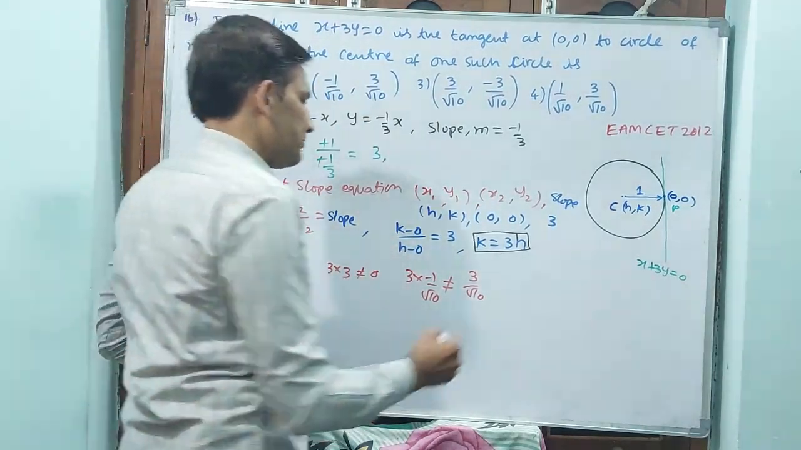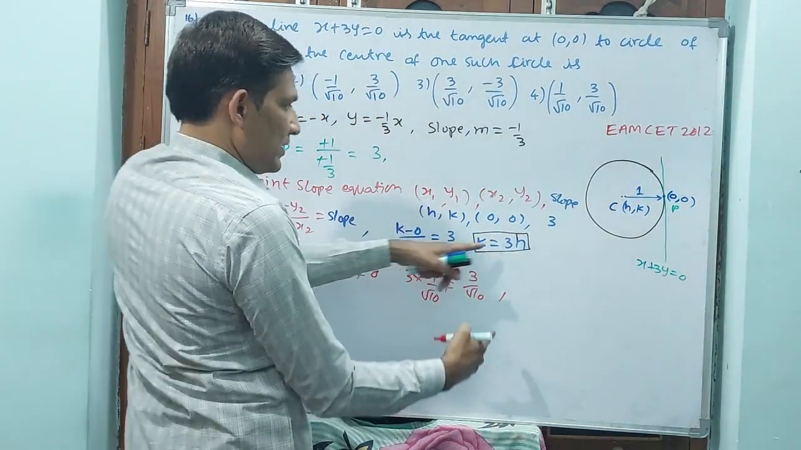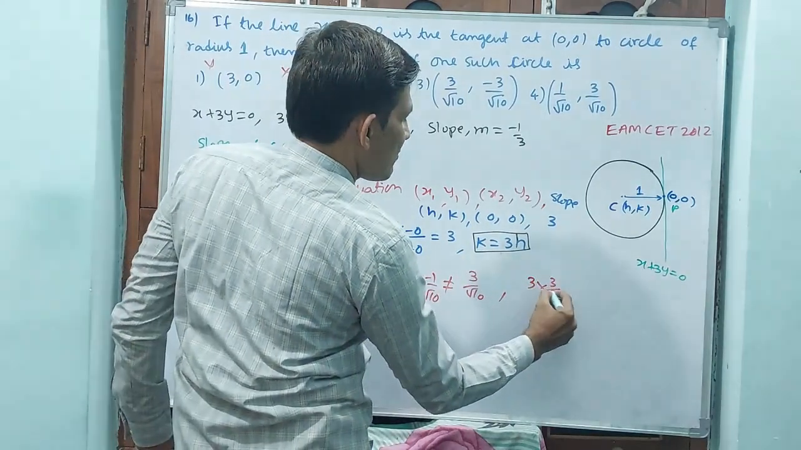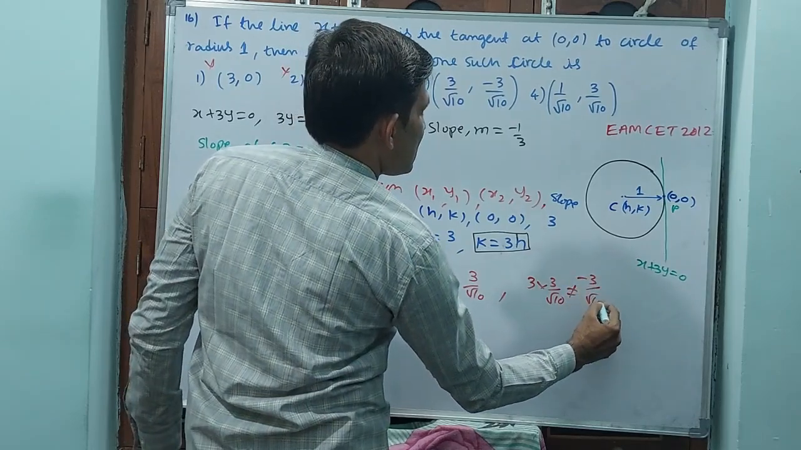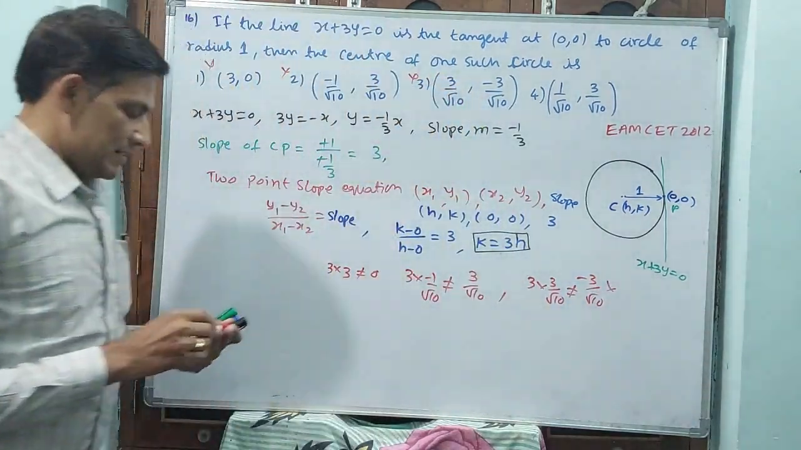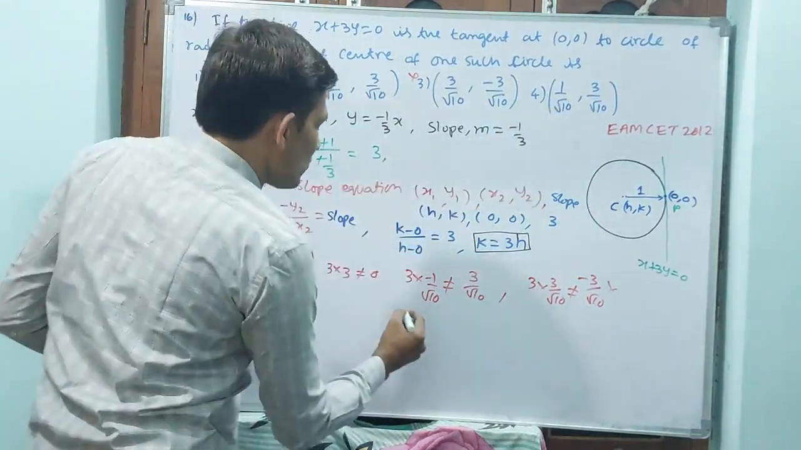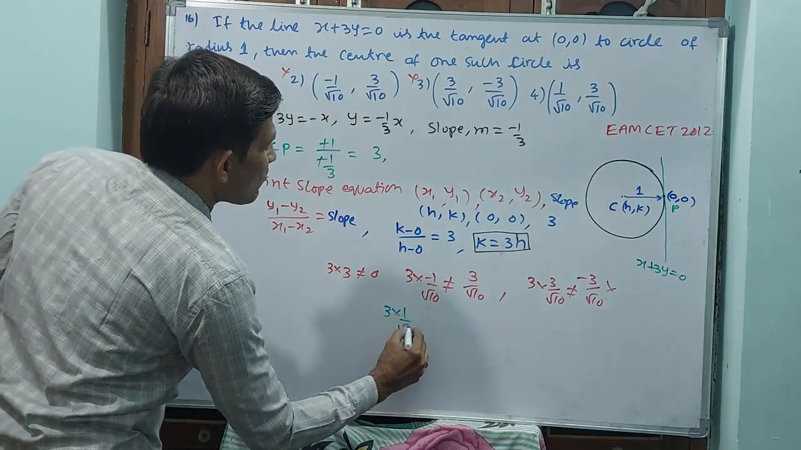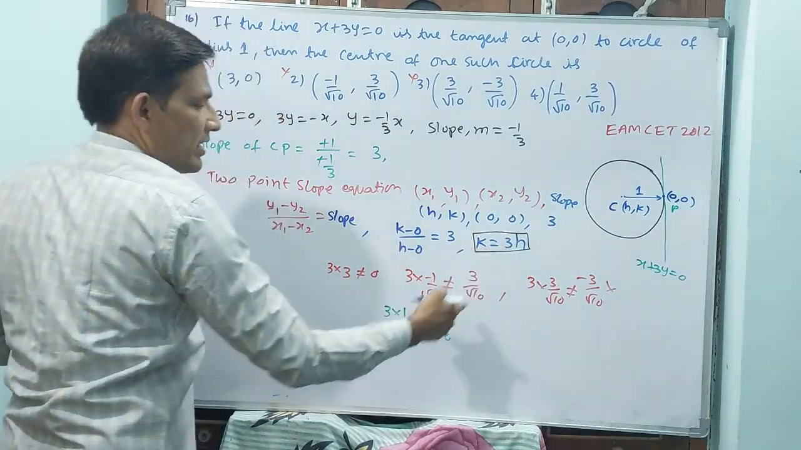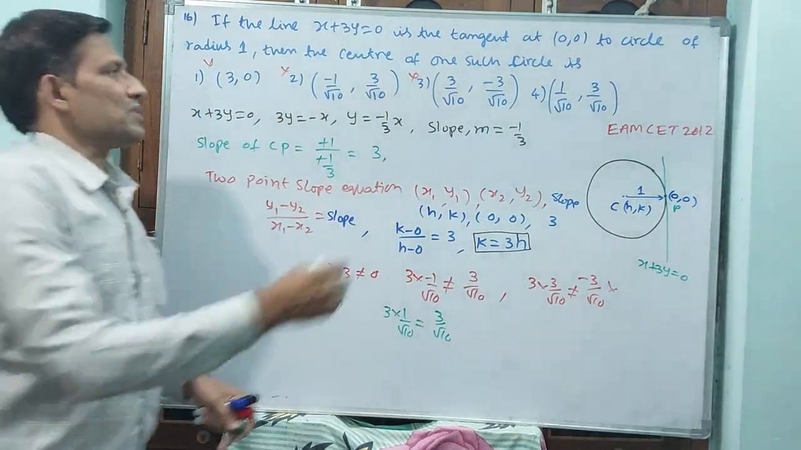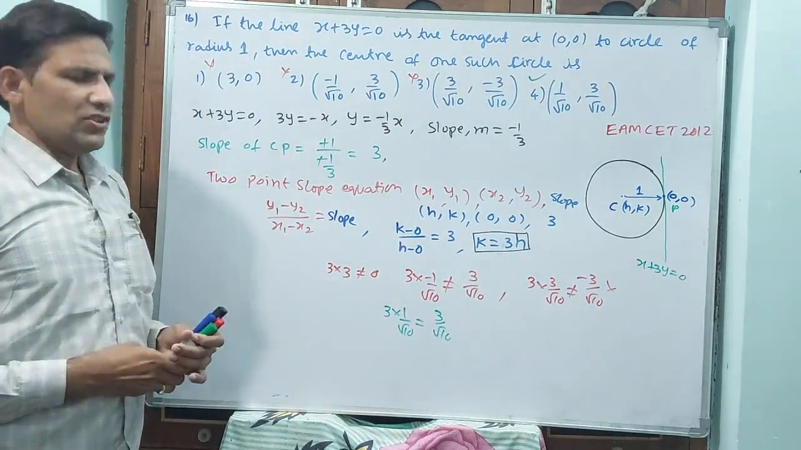That is why this is also not a correct option. Go for the third one. The x coordinate is 3 by root 10, so 3 into 3 by root 10 is not equal to k, minus 3 by root 10. This is also not correct. Go for the last option: 3 into 1 by root 10 is equal to 3 by root 10, which is k. This is the correct option. Understand? Like this we have to solve. This is the simplest way of solving.